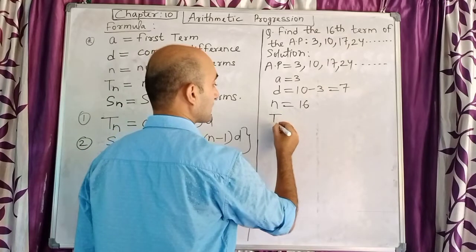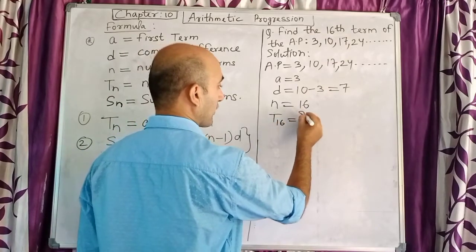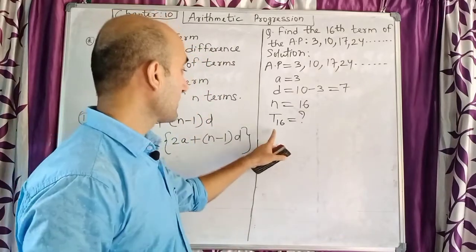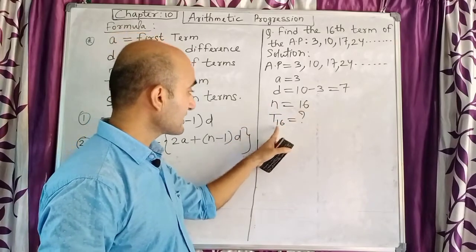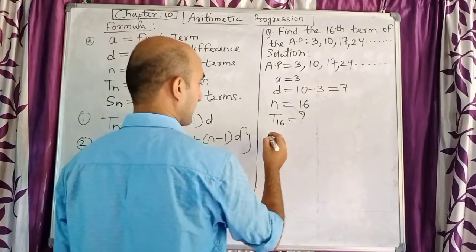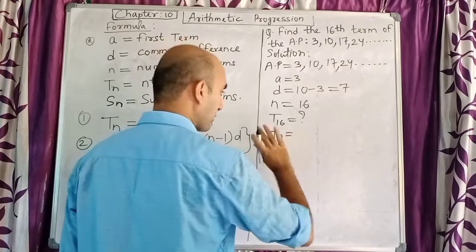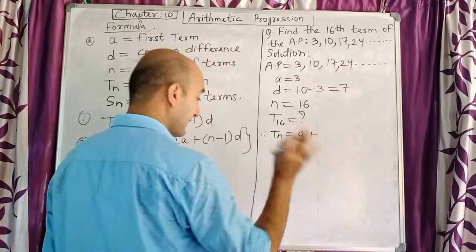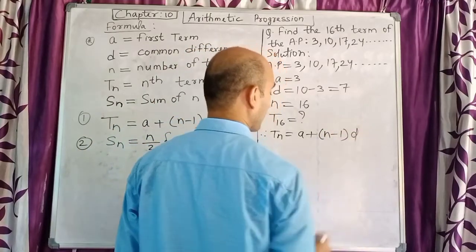And we do not know Tn. But here I will write Tn as T16. Why T16? Because I have to find the 16th term. So instead of writing Tn, I will write the value of n, T16. Now from here I will try to solve the answer. The same formula I will use. The formula is the same, but how to find n and how to find Tn, this difference you have to understand. So this is my formula.